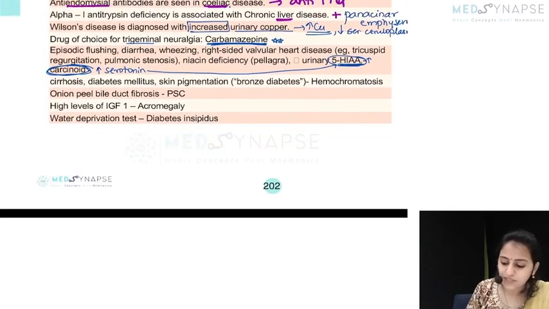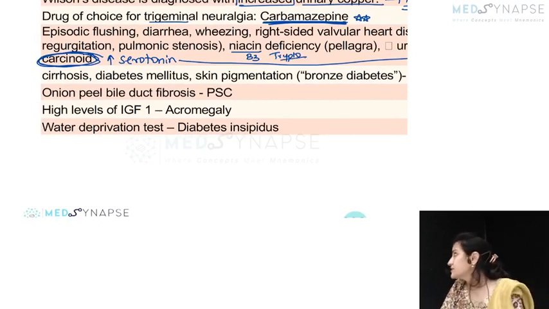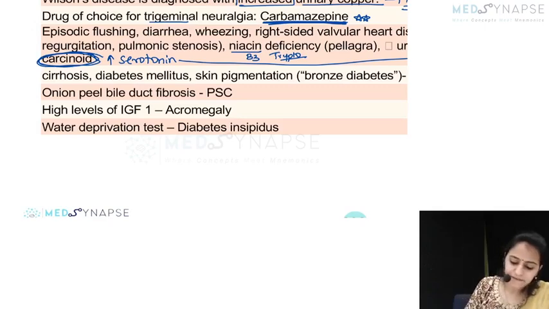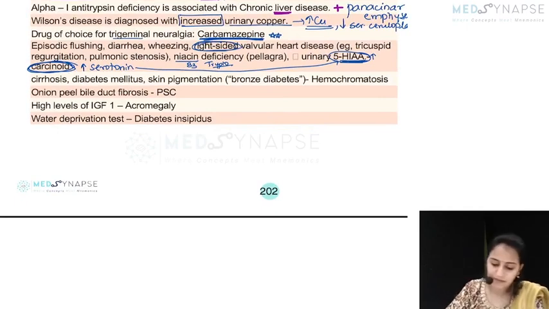Carcinoid can cause which vitamin deficiency? Niacin, right? B3, because both are coming from tryptophan. Carcinoid affects generally what valve in the heart? Right side. Important, remember right-sided valve is affected. Tricuspid regurgitation, pulmonary stenosis.